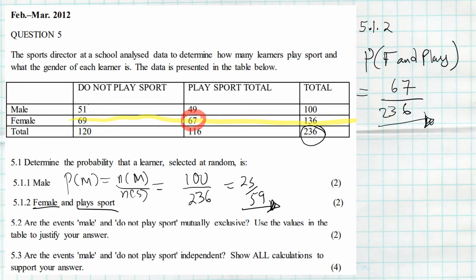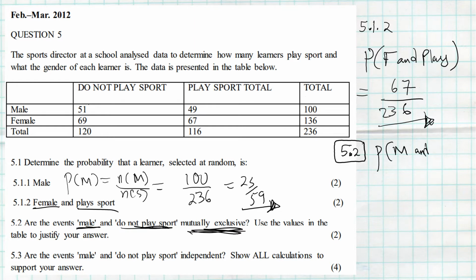Okay, let's go to 5.2. They are asking whether the events male and do not play sport are mutually exclusive. Use the values in the table to justify your answer. What happens if they are mutually exclusive? That is, they cannot occur at the same time. There is no intersection, right?